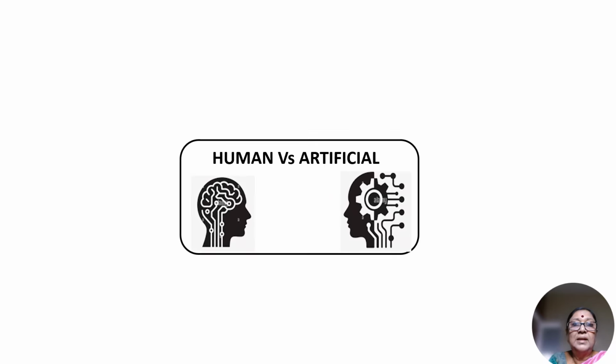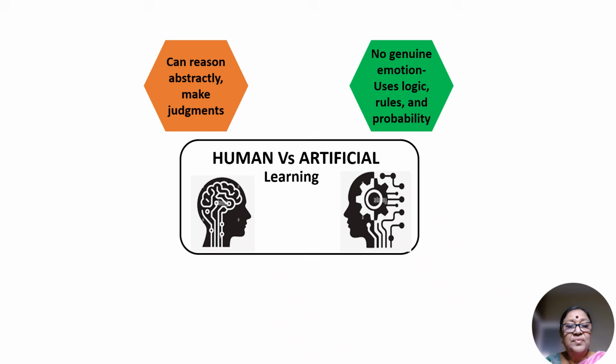Now, let us look at the actual difference between human intelligence and artificial intelligence. First, let us look at the learning aspect. As far as human learning is concerned, it can reason in an abstract way and it can make judgments. It can decide whether this is correct or wrong. What about AI? There is no genuine emotion. It just uses logic, rules, and probability. That is, it is based on mathematics, because of probability, and then it uses rule matching and so on. So learning is like that.